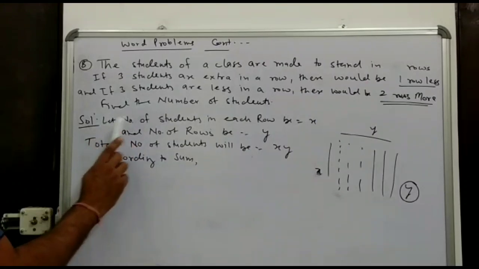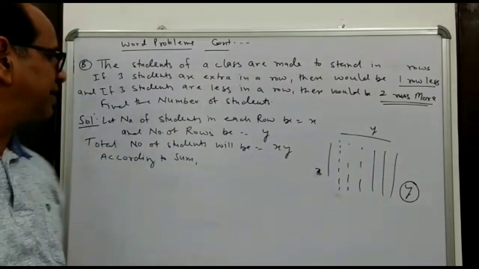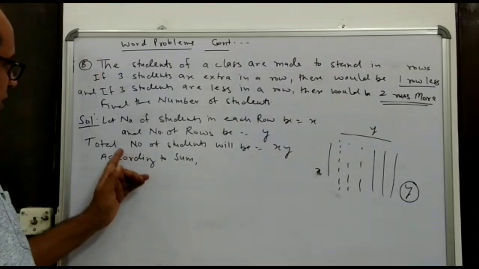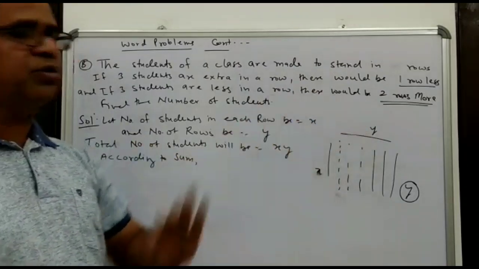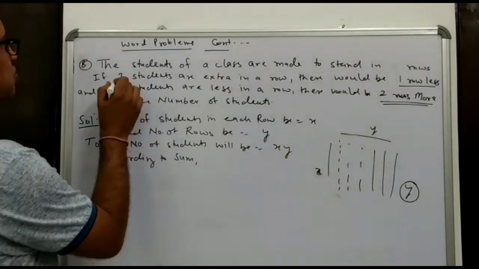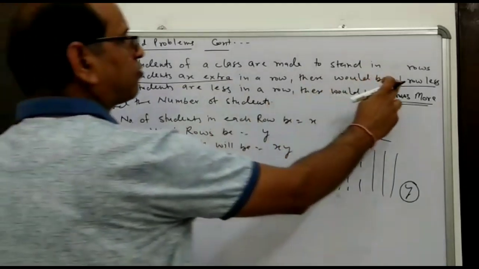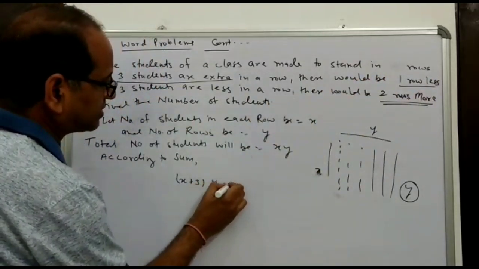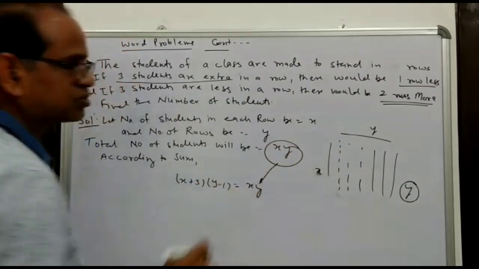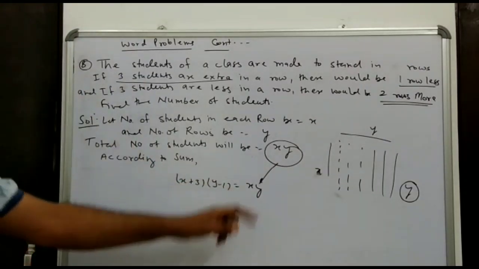We are starting. Let the number of students in each row be x. These are x, x, x, x, x. And the number of rows is y: 1, 2, 3, 4 up to y. Then the total number of students will be x into y. Now according to the sum, if 3 students are extra in a row, what will happen? It will be x plus 3. Then 1 row will be less, y minus 1, but the product will be the original number of students. One is increasing, the other is decreasing, and the product remains the same.